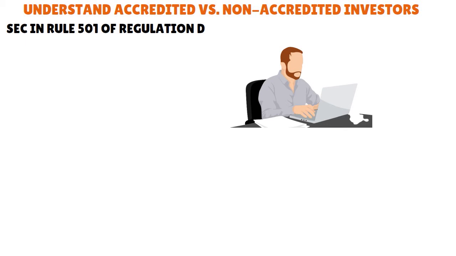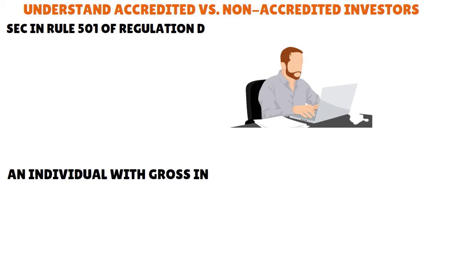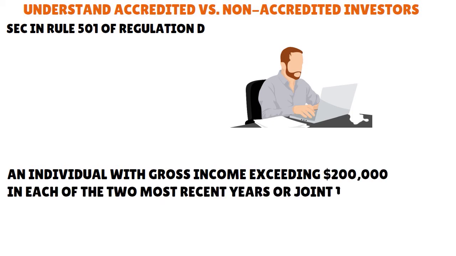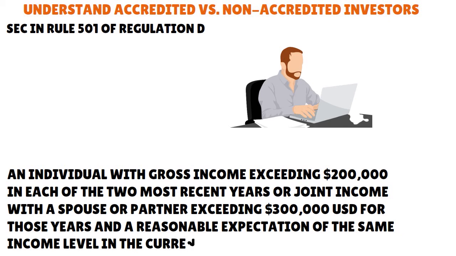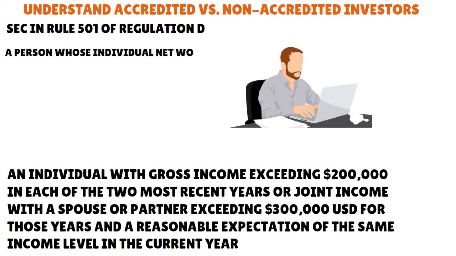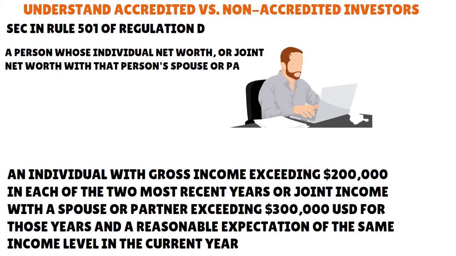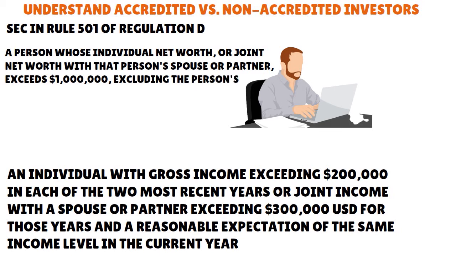So the SEC defines an accredited investor as either an individual with gross income exceeding $200,000 in each of the two most recent years, or joint income with a spouse or partner exceeding $300,000 for those years, and a reasonable expectation of the same income level in the current year. And so that's one path you can qualify as an accredited investor. Another path is if you are a person whose individual net worth or joint net worth with that person's spouse or partner exceeds $1 million, excluding the person's primary residence. And an entity is considered an accredited investor if it is a private business development company or an organization that has assets exceeding $5 million.